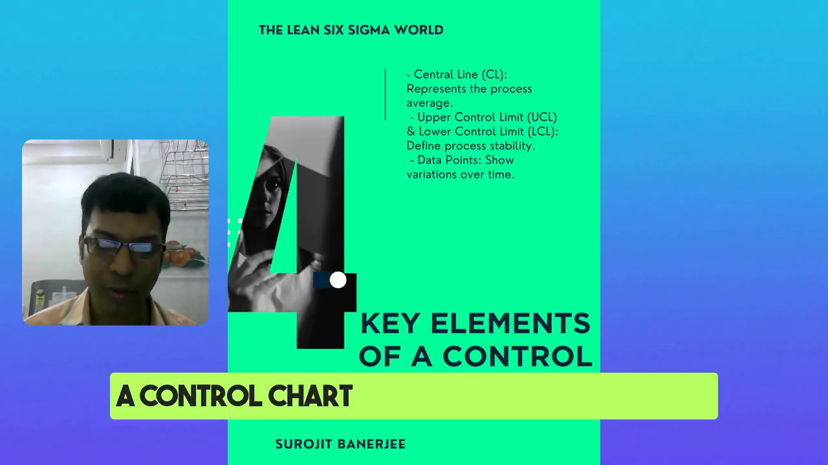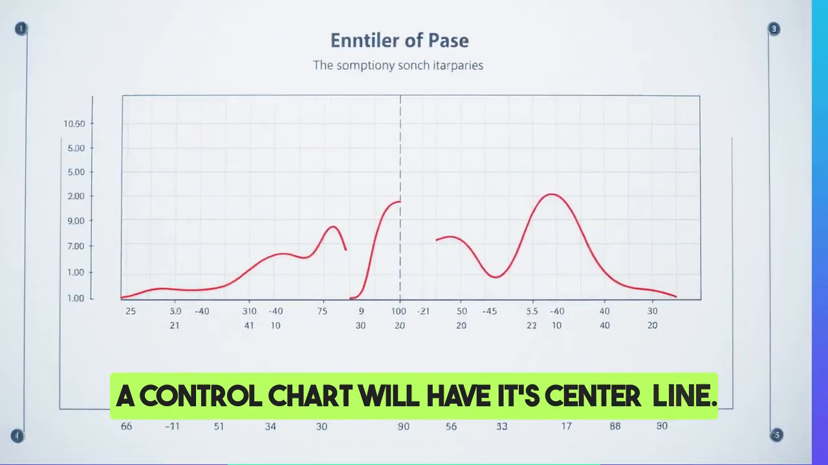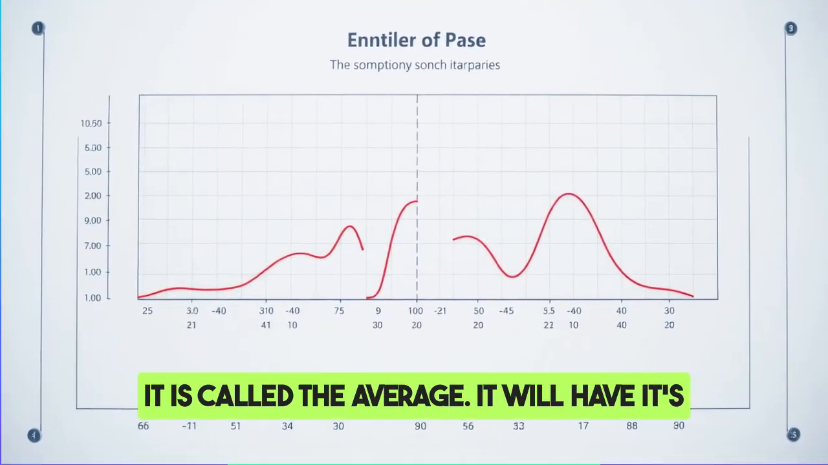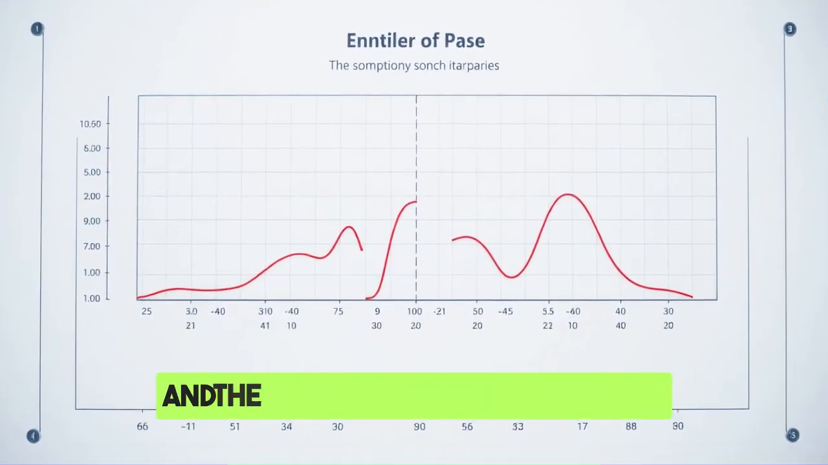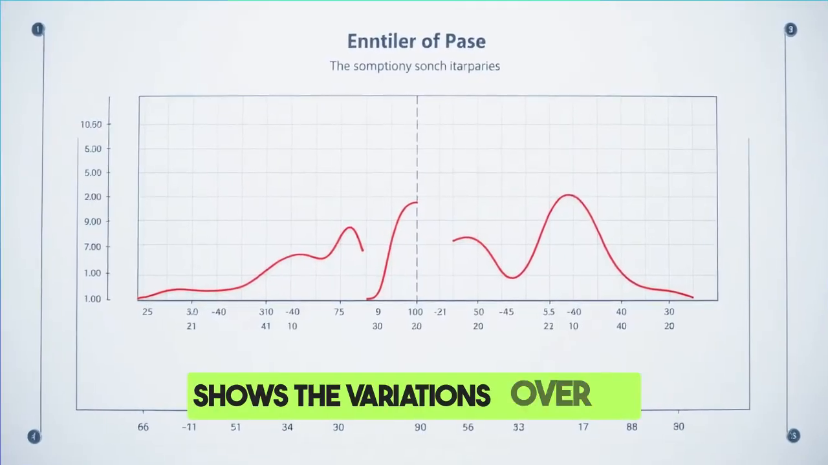Now I am moving into the key elements of a control chart. A control chart will have its center line, which is called the average. It will have its upper control limit, UCL. It will have its lower control limit, LCL, and the data points, which show the variations over time.